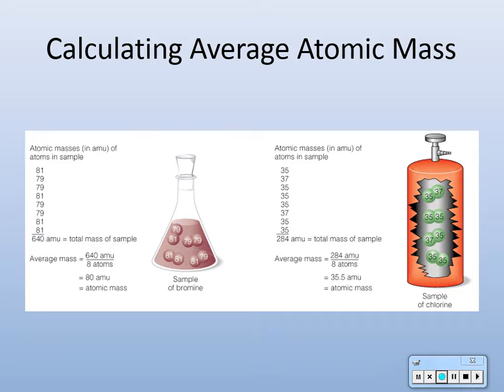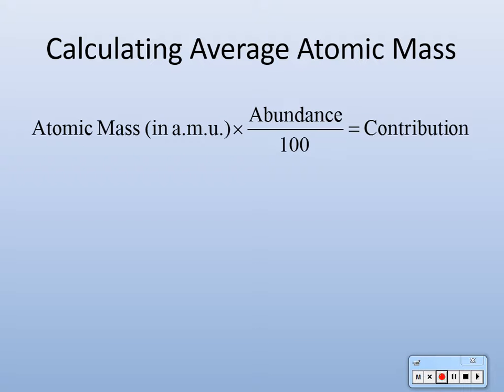So here's how we calculate it for any element. We take the atomic mass of each isotope. I would give that to you. Then we multiply that value by a fraction, that fraction being what we call the abundance over 100. Abundance is just the percentage that it shows up out there in the real world.